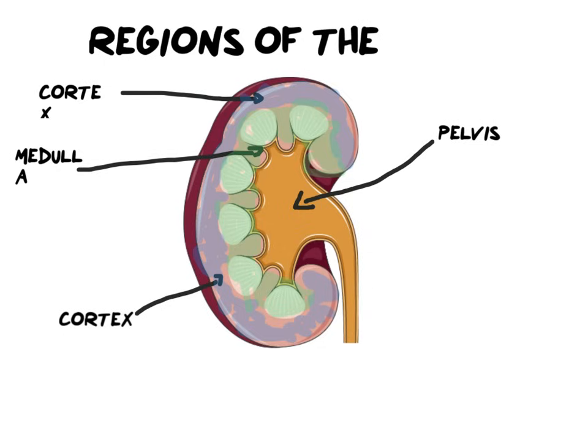So to give you a brief overview of why these regions are important, they are important because blood, when we look at this at a later stage, is going to move from the cortex into the medulla, from the medulla into the pelvis, and then down and out into the ureter, which is what this structure is over here.